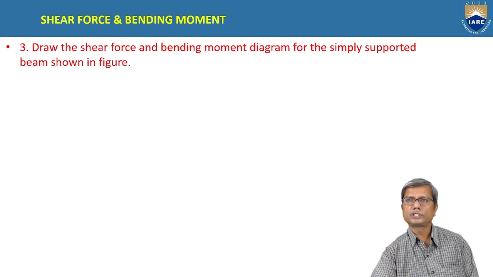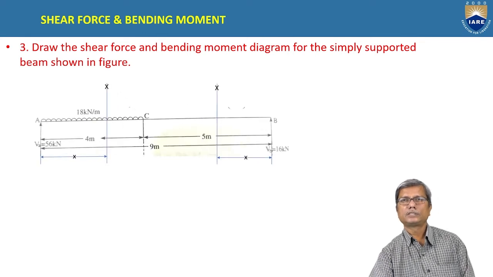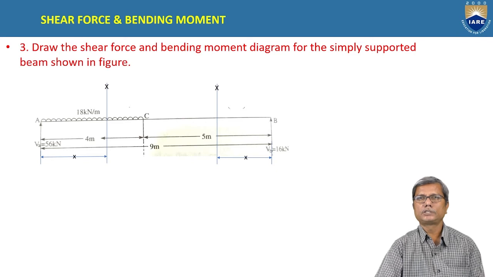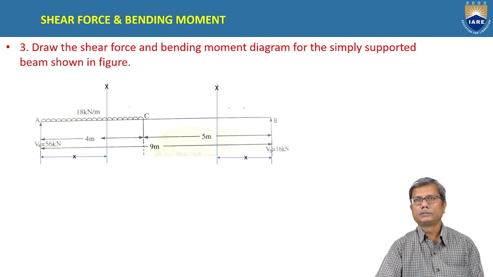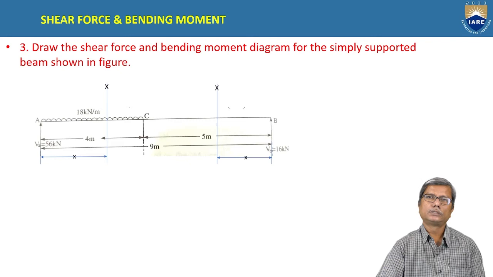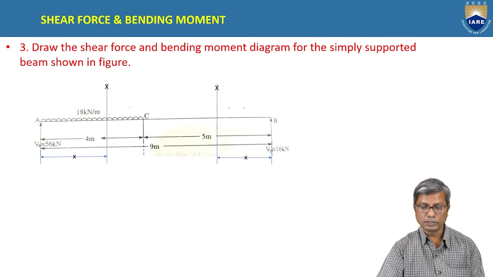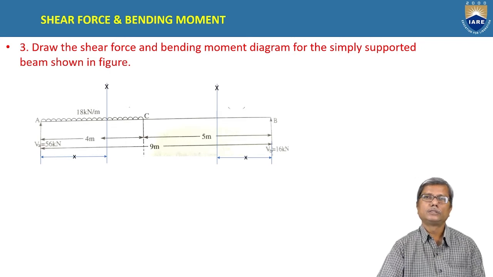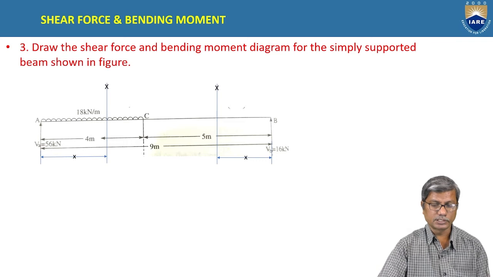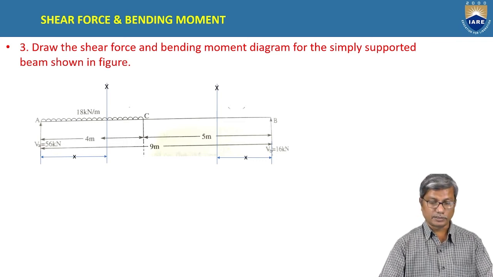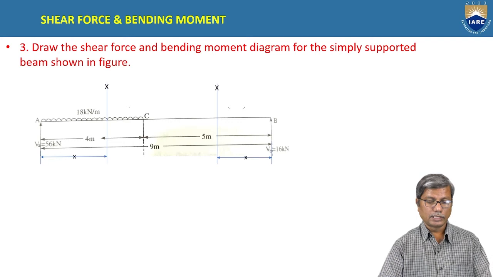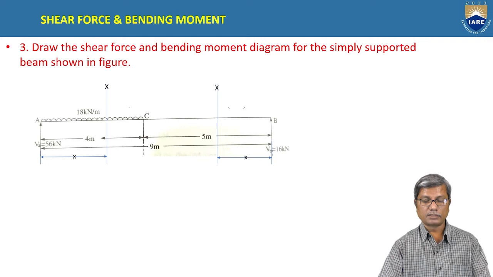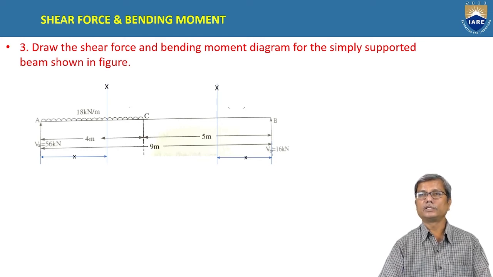Now, let us take one more example on a simply supported beam. It has a uniformly distributed load acting over portion AC only. It is not acting over the entire span. A partial UDL of intensity 18 kilonewton per meter is acting over AC for a length of 4 meters from A. Total span of the beam is 9 meters.